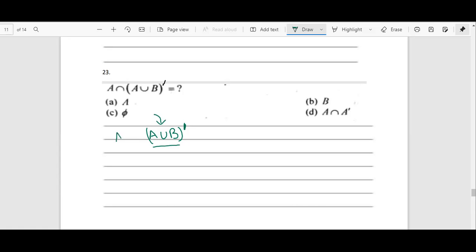Now if I take intersection of such a set with A, this set A union B complement does not have A and B in it. So obviously if I'm taking intersection of A with such a set which does not have A and B in it, obviously I'm going to get no elements in my set. So this would be a null set, right? So C is the answer in this case. Okay.